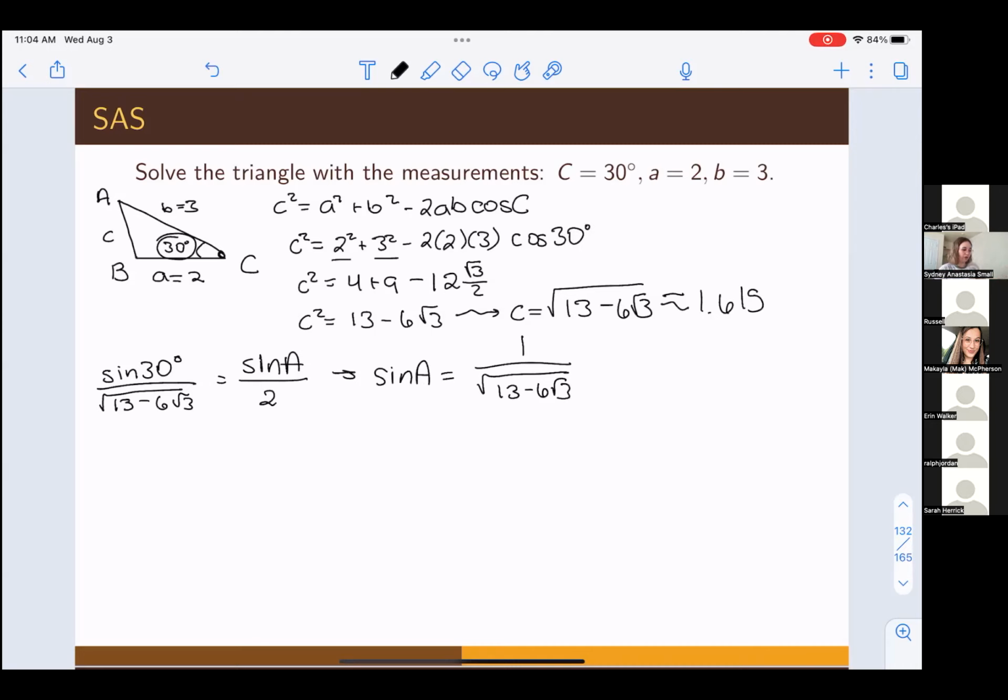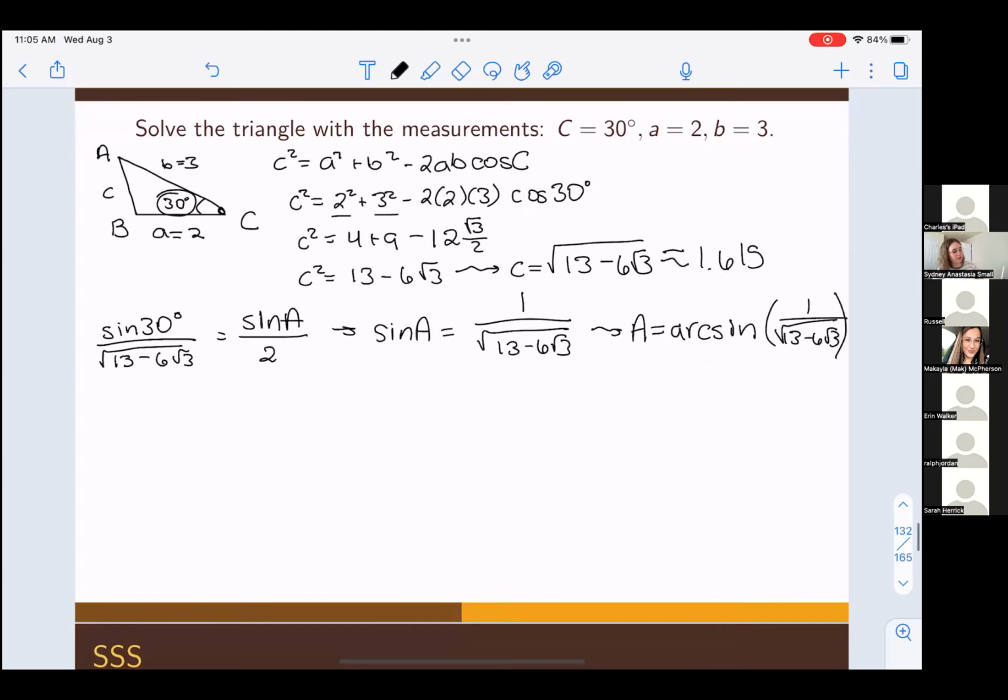So what have we learned now? We need to use our inverse sine function. So taking the arc sine of both sides, I get that A is equal to arc sine, or sine inverse, that's the other way we'd write it, of 1 over square root 13 minus 6 root 3.